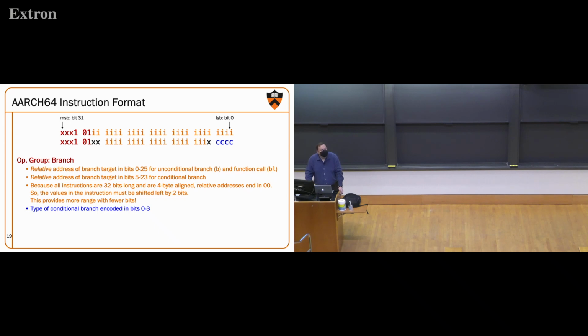Let's look at branches. So as I said, there are both unconditional and conditional branches. And the conditional ones are different because there is a set of bits dedicated to telling you which condition you're using. And of course, that cuts into that immediate value that is stored in the instruction.